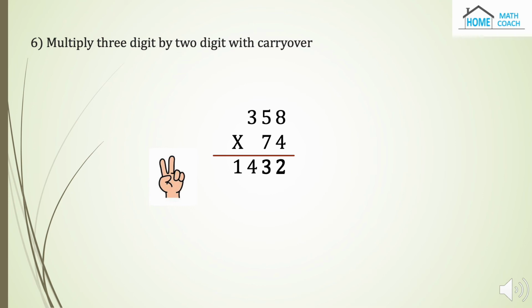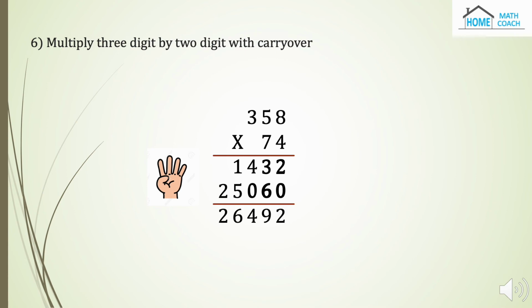Before we do 358 times 7, we need to add the 0 in the next line. Then 8 times 7 is 56. We write down 6 and hold up 5 fingers. Then 5 times 7 is 35, plus the 5 fingers is 40. And we write 0 and hold up 4 fingers. Then 3 times 7 is 21, plus the 4 fingers is 25. Finally, we add the 2 lines of answers and get 26492.